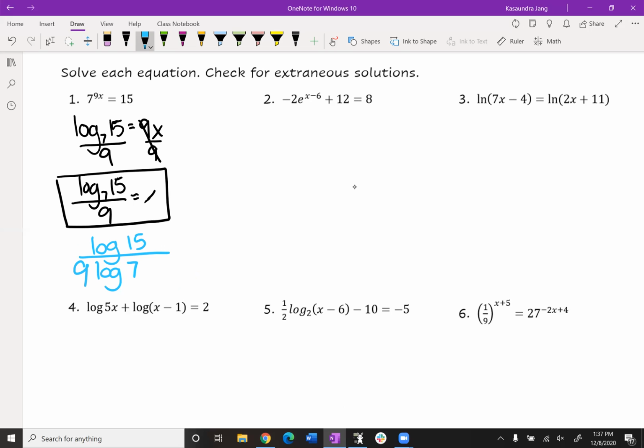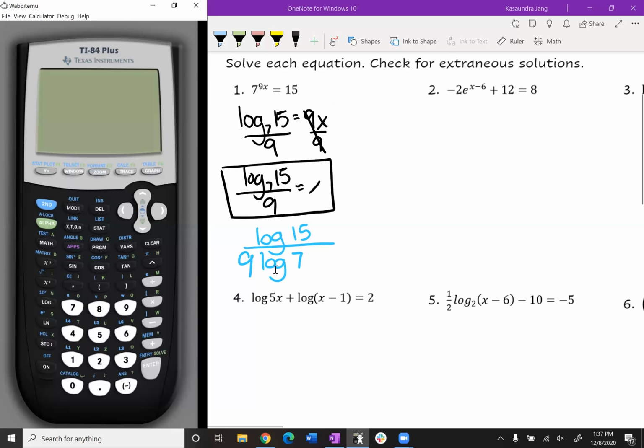Either way, I'm just going to enter this in my calculator to get the decimal form. Like I said, sometimes they want an exact answer, sometimes they want a rounded answer. If they want the rounded answer, I'm going to go log of 15 divided by, and then in parentheses, the whole 9 log 7, that whole package deal in the denominator. So parentheses 9 log 7. If I'm going to the nearest hundredth, 2 decimals, I'm going to go with 0.15.